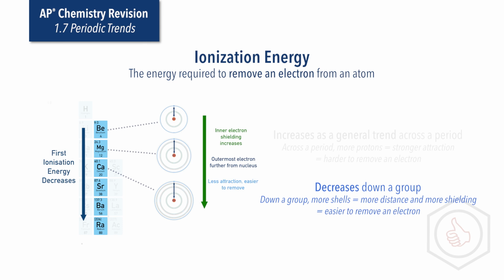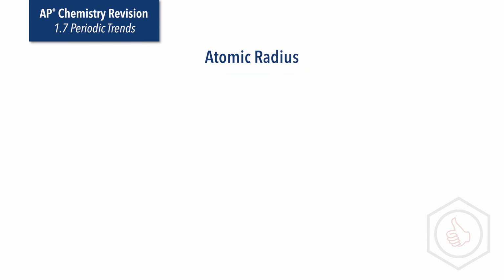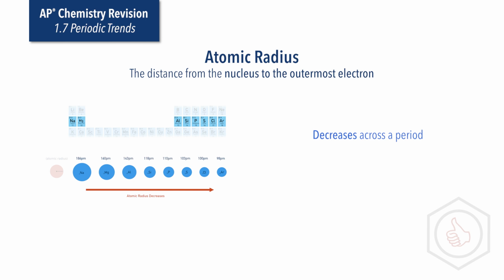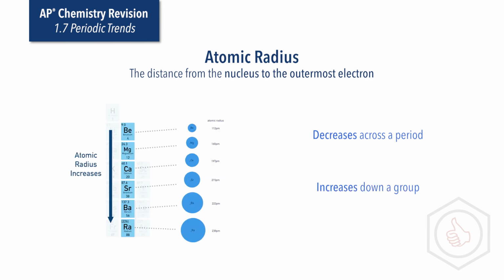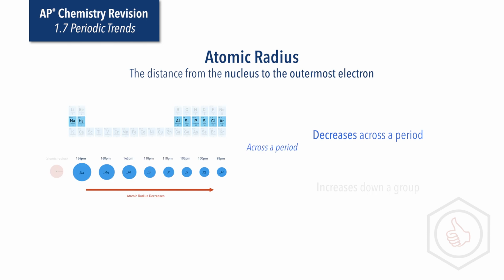Notice here that the positive charge of the nucleus does also increase down the group, but it doesn't increase enough to offset the increased distance between the outer electron and nucleus. The atomic radius, so the distance from the nucleus to the outermost electron, decreases across a period and increases down a group. This is because, for the same reason as ionization energy, across a period, the increase in nuclear charge pulls electrons in the atom closer to it. This decreases the overall size of the atom.